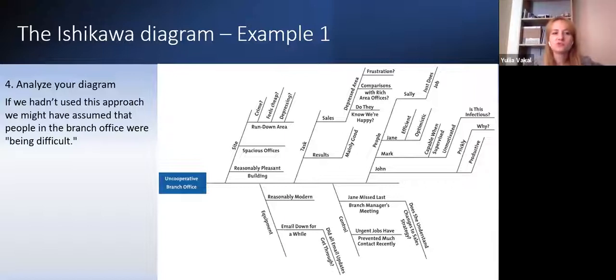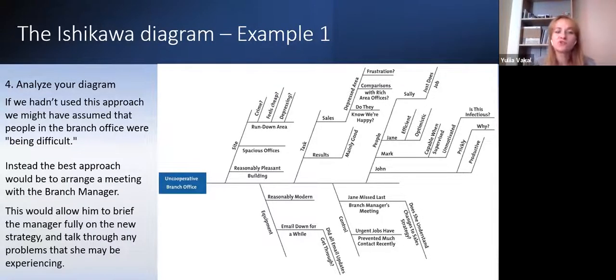If we didn't use this diagram, we might have just assumed that people are difficult, that they just don't want to cooperate with you. But again, we're not blaming people, right? We're blaming processes. So the true cause is communication, right? It's communication. They're not understanding the strategy.